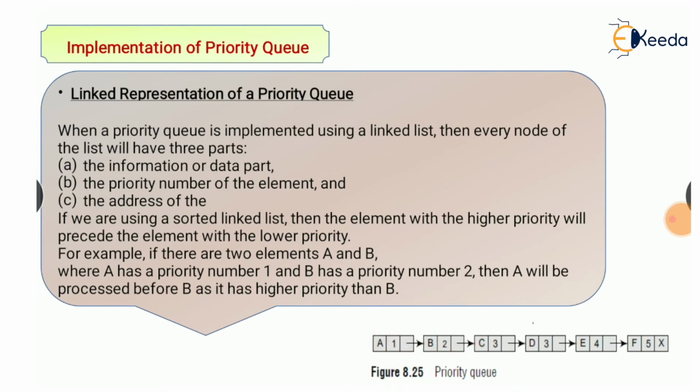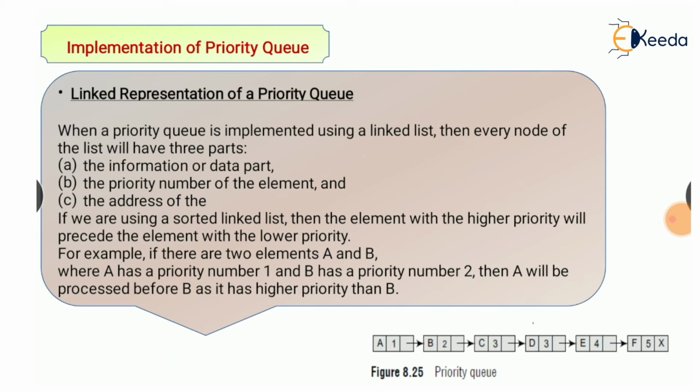How are we pointing? We are pointing with the help of the address which is stored in the last field of this node. That we will study in detail in the next linked list chapter. Up till now, only consider that this is a node containing a data part, that is information, the priority number, that is 1 2 3 4 5, and the address which points to the next node.